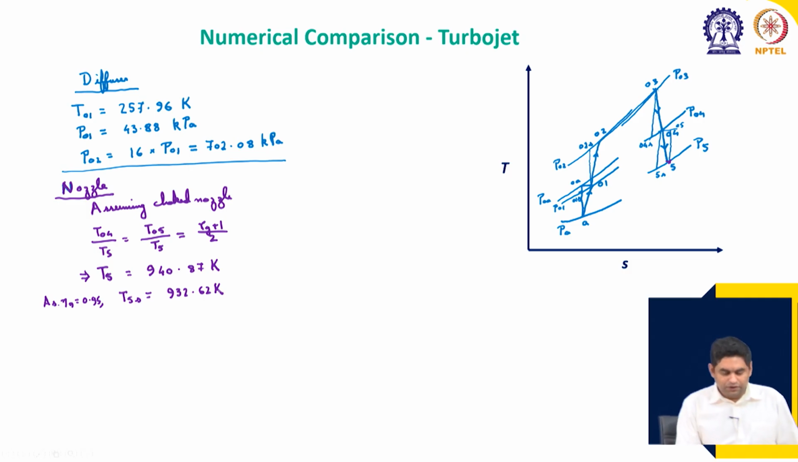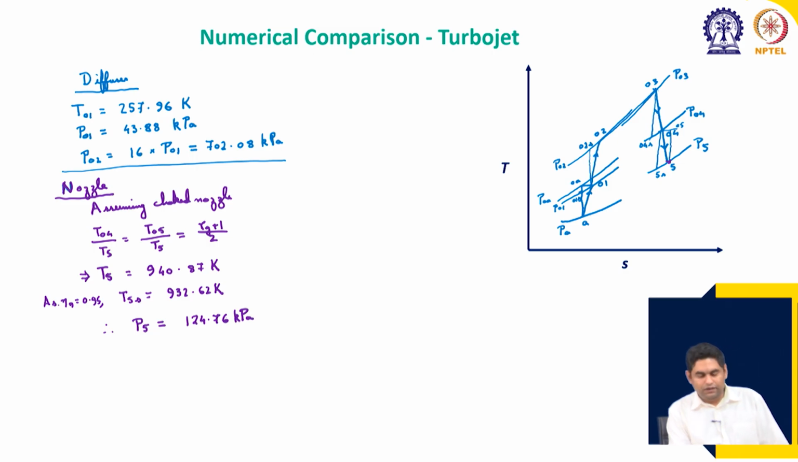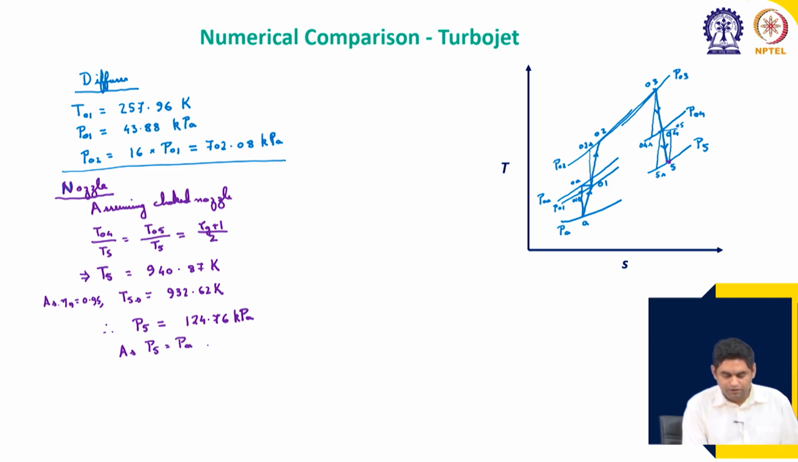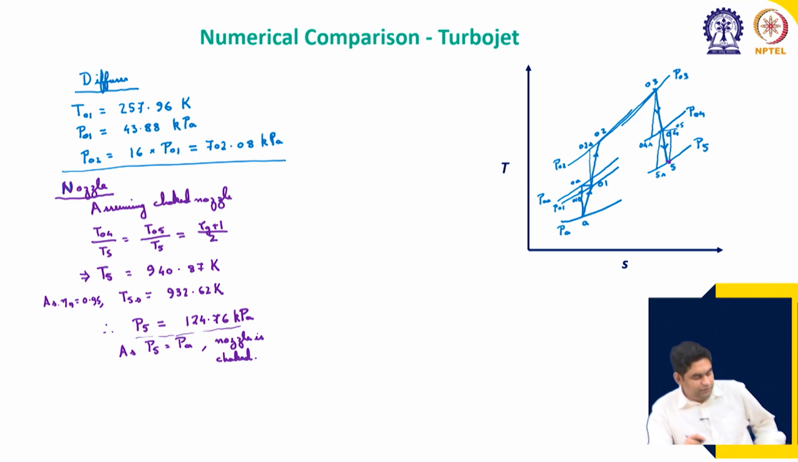So, this is the temperature. From this we get the pressure P5 using the isentropic relation, and this comes out to be 124.76 kPa. This is clearly greater than the atmospheric pressure, much higher than the atmospheric pressure. So the nozzle is choked, our assumption is correct. This is our exit pressure, 124.76 kPa.